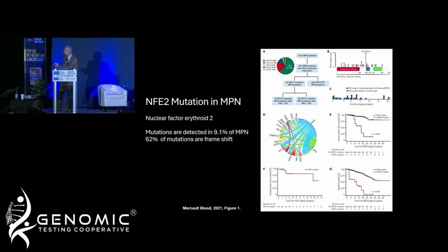Most of the mutations are actually frameshift or termination type mutations, which we see in these patients. And again, it can be seen with various types of diseases or mutations at the same time. Definitely this patient will do worse when it is present, and it is very important to make sure that this mutation is added into all panels for myeloproliferative neoplasms.